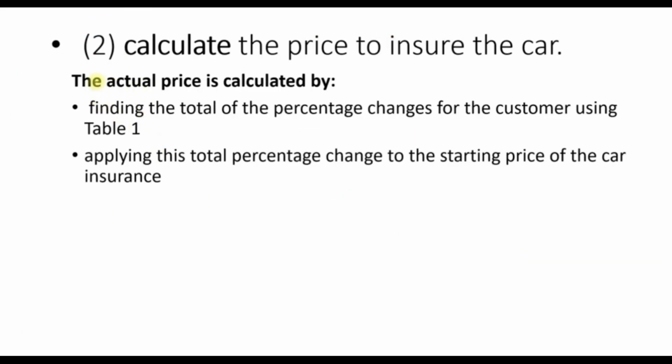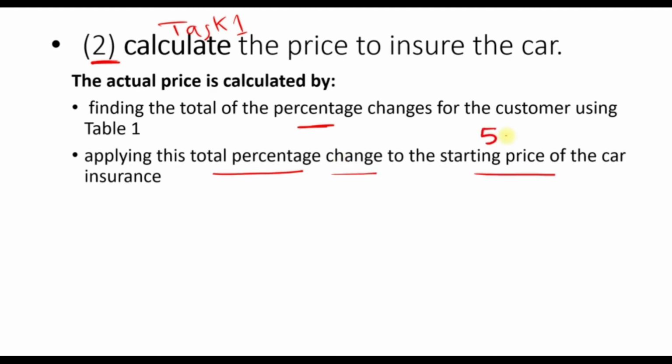Now let's move to the next part of task 1. We're still on task 1. This is the second requirement. After we collected the percentage total, or finding the percentage total using table 1, we need to calculate the price to insure the car. How? By applying the total percentage change to the starting price of the car. What was the starting price of the car?